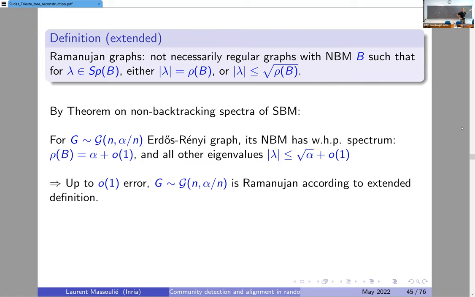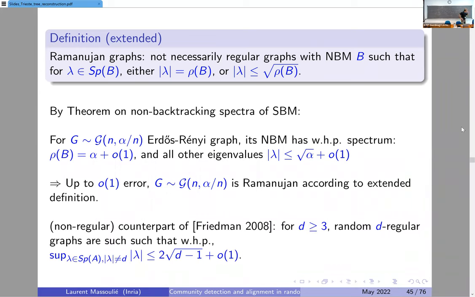So we can reinterpret this particular case in light of the notions of Ramanujan graphs, in particular for non-regular graphs, in the following manner. Up to a little o(1) error, the Erdős-Rényi graph is a Ramanujan graph according to this extended definition. So it has somehow the equivalent of the maximum spectral separation that we have for the classical Ramanujan graphs. A similar result had been established for random regular graphs in 2008 by Joel Friedman.